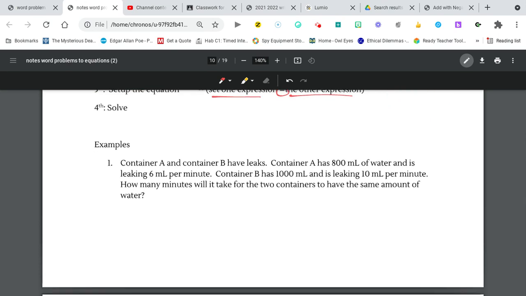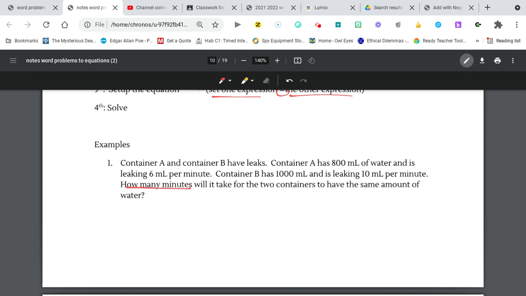So number one, it says container A and container B both have leaks. So container A has 800 milliliters of water and it's leaking at 6 milliliters per minute. So every minute you got 6 milliliters of water coming out of a container that holds 800 milliliters of water. Container B, on the other hand, has 1,000 milliliters of water and it's leaking 10 milliliters per minute. So it has more water in it, but it's also leaking faster. How many minutes will it take for the two containers to have the same amount of water?